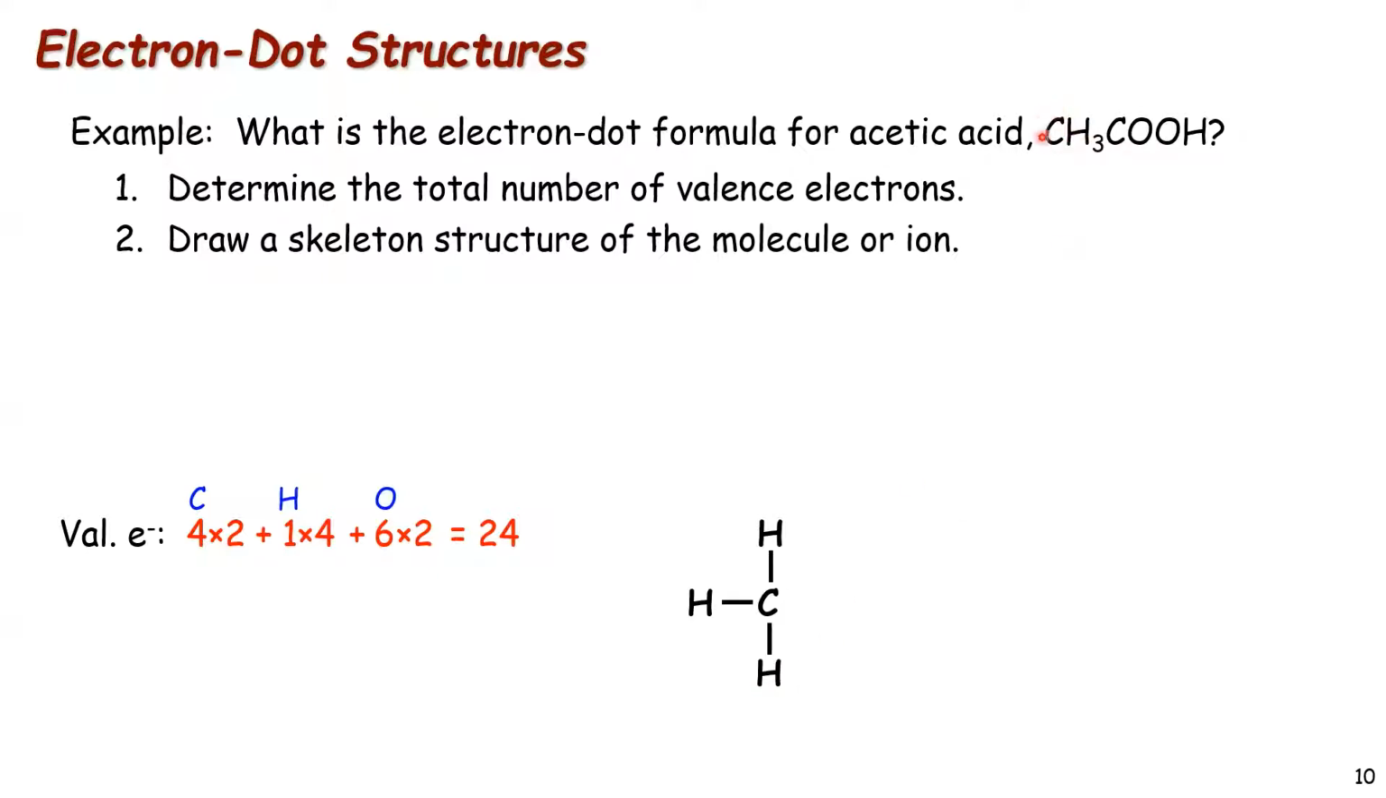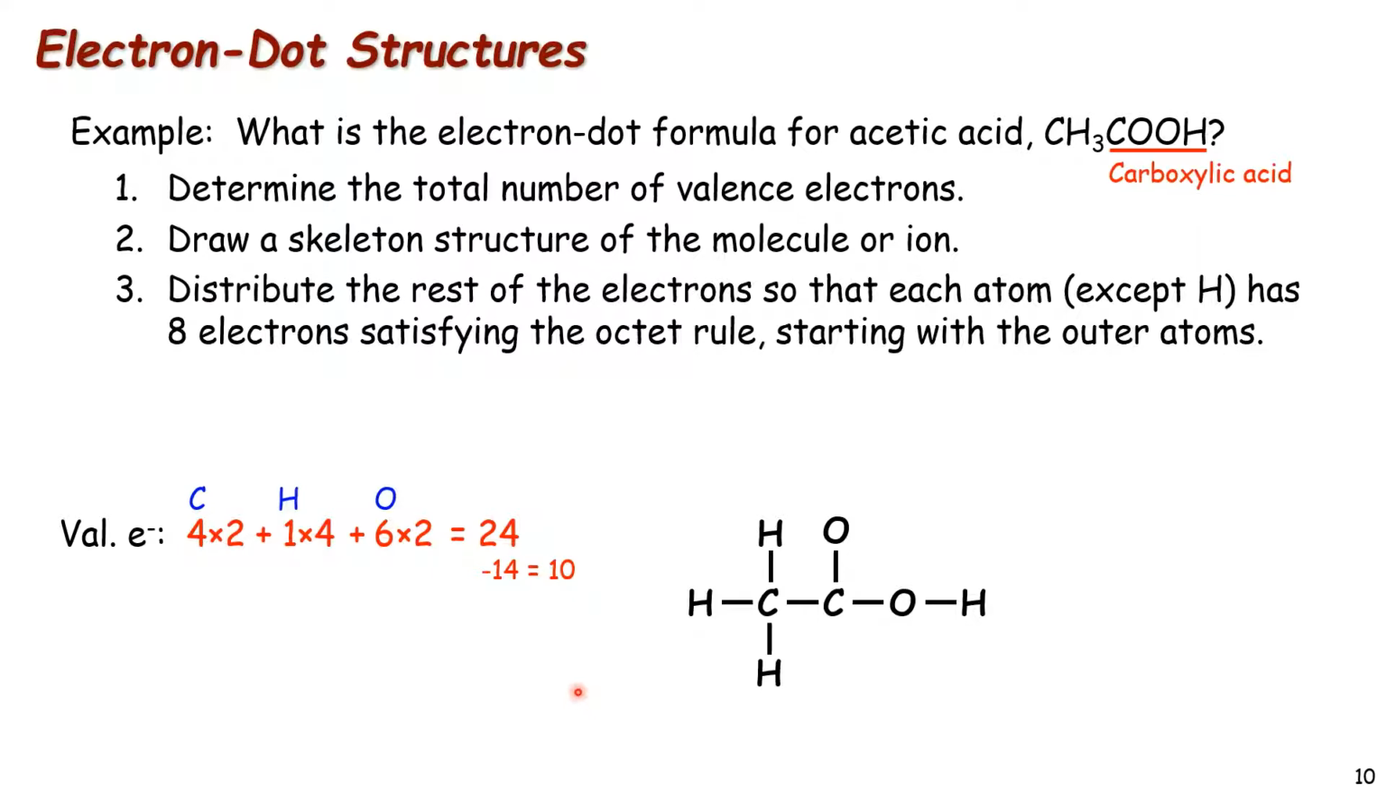Now, again, we know that this carbon then must be bound to this carbon here. So that carbon is going to be next, and that, of course, is part of this carboxylic acid group. And we know in a carboxylic acid that this carbon is bound to both of these oxygens, and this hydrogen is bound to one of the oxygens. So we'll just put it there. Okay, so there's our skeleton structure. We've used up 2, 4, 6, 8, 10, 12, 14 electrons. So we still have 10 electrons left.